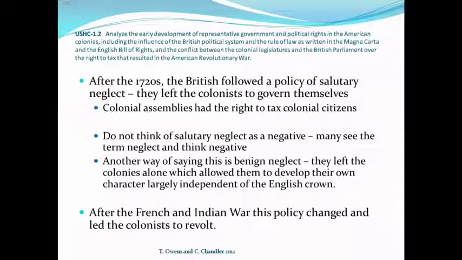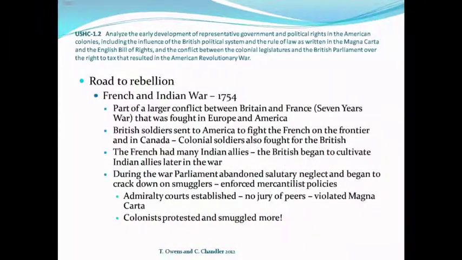When that policy of salutary neglect comes to an end after the French and Indian War, then that's when the colonists are going to revolt and the war for independence is going to start. The road to rebellion really starts with the French and Indian War. It's part of a larger conflict between the British and the French, and actually starts over here in the New World.